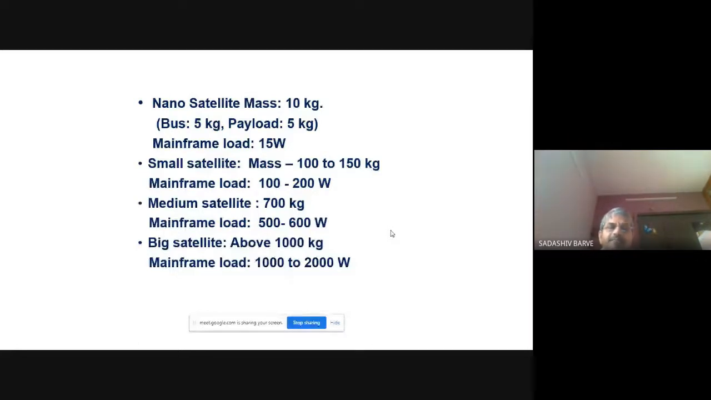While the big satellite, like the very first ones we used to talk about, or recently RISAT kind of satellite, goes about a ton and above, up to 2 ton, 1 ton to 2 ton. So the load or the power they are handling is in the range of 1 kilowatt to 2 kilowatt. This gives a reference for somebody as to which range the satellite is coming in. There is no exact hard and fast rule to stick to those numbers.